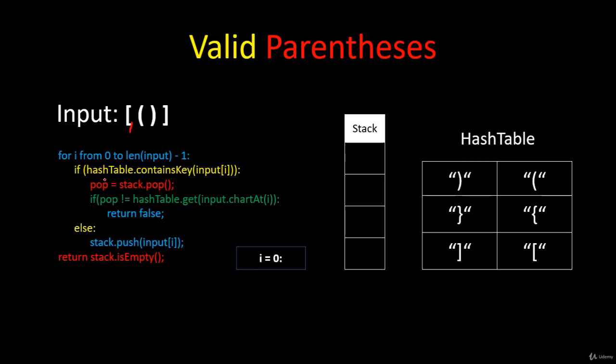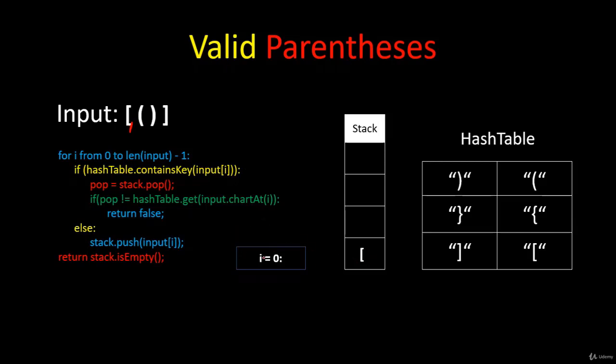And here we have an if condition: if hashtable.containsKey(input[i]). It points to the first character in this string, and that is this bracket. Does this character exist in our hashtable as a key? No, it does not exist. Then this condition will be false. Alright, then it will push this character to the stack.